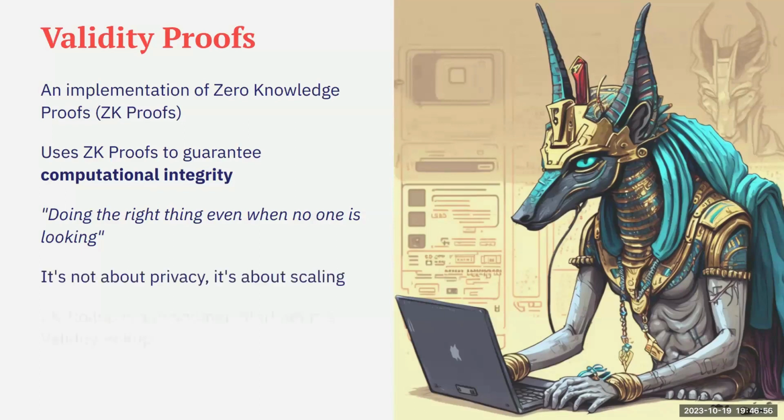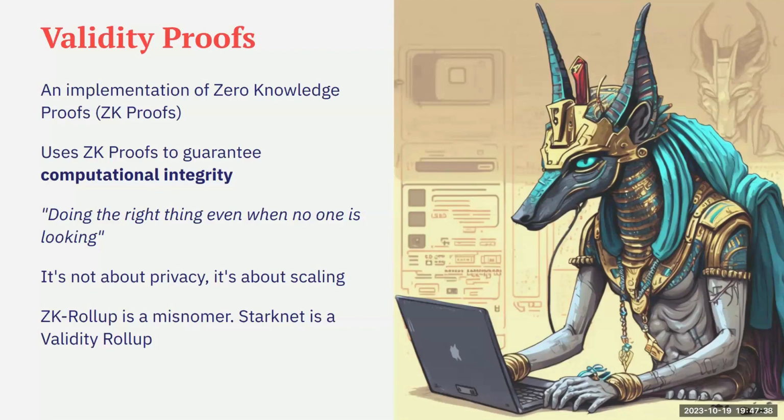So, talking about validity proof. The basis of everything is an implementation of zero knowledge proofs, which use ZK proofs to guarantee computational integrity. Now we already established that we have an issue of scaling, right? And we want to be able to execute a high number of transactions. How can we do that? We can use something called zero knowledge. Using zero knowledge is basically you proving something to someone without the person having the knowledge of the computation in this case, right?